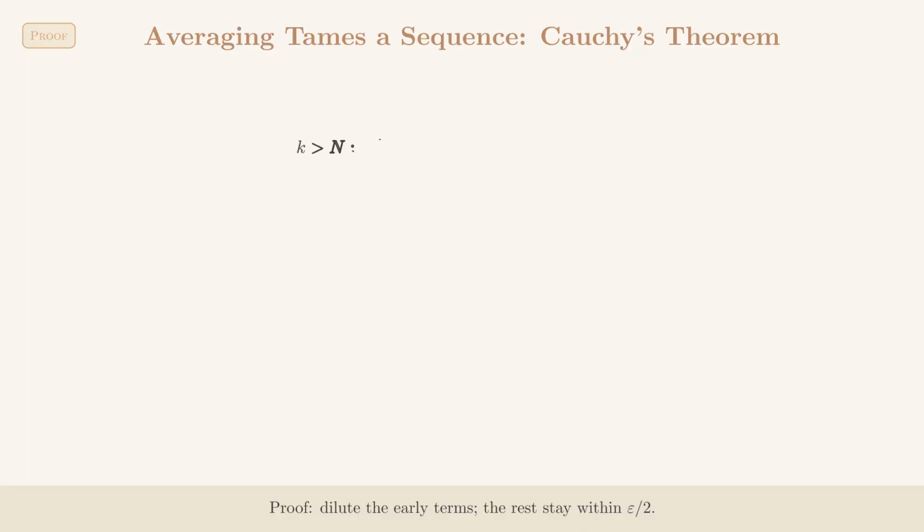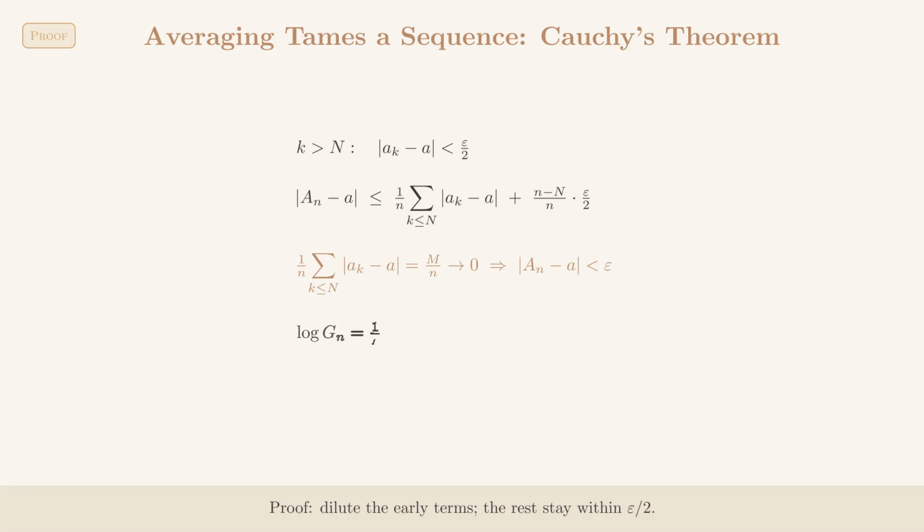Here is why the averages must converge, made precise. Fix epsilon. Past some index n, every term sits within epsilon over 2 of the limit. Split the deviation of the average into the early terms, up to n, and all the later terms. The early terms form a fixed total divided by n, which melts to 0, while the later terms already lie below epsilon over 2. For large n, the average is within epsilon of the limit, so the arithmetic means converge. Taking logarithms turns products into sums, so the identical argument settles the geometric means as well.